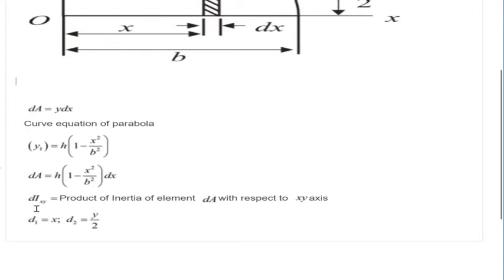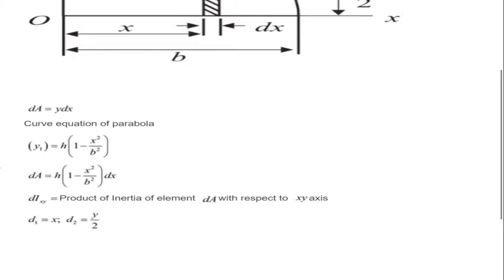Okay, we need to find the differential moment, the product of inertia element with respect to the xy axis, and after do the parallel axis shift theorem to change it to where the problem wants us to do it.